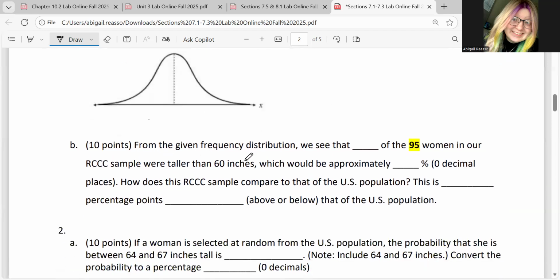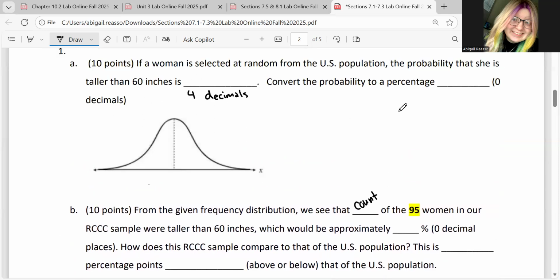Now, part B wants you to look at the frequency distribution, that table, and you're going to count your frequencies of those, however many total you have for yours. And you're going to see how many of those were taller than whatever number or shorter than whatever number. And then you will find what that is as a percent, and then compare the sample to the population. What is the difference between these two numbers? And is the Rowan-Cabarrus above or below that value?